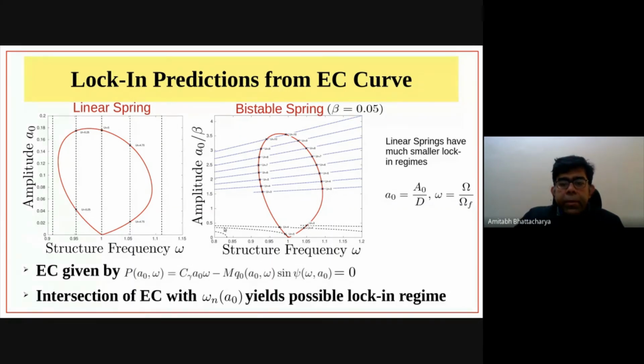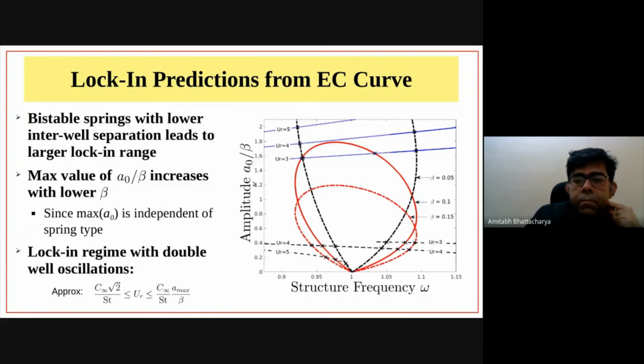On the other hand, when you have bistable springs, because these natural frequency curves have a slope in this plane, there is a much larger range in reduced velocity over which they are able to intersect this equilibrium constraint curve. So the equilibrium constraint curve is the same, but the natural frequency curves change, and therefore you get a much wider range in the reduced velocity over which these oscillations are seen.